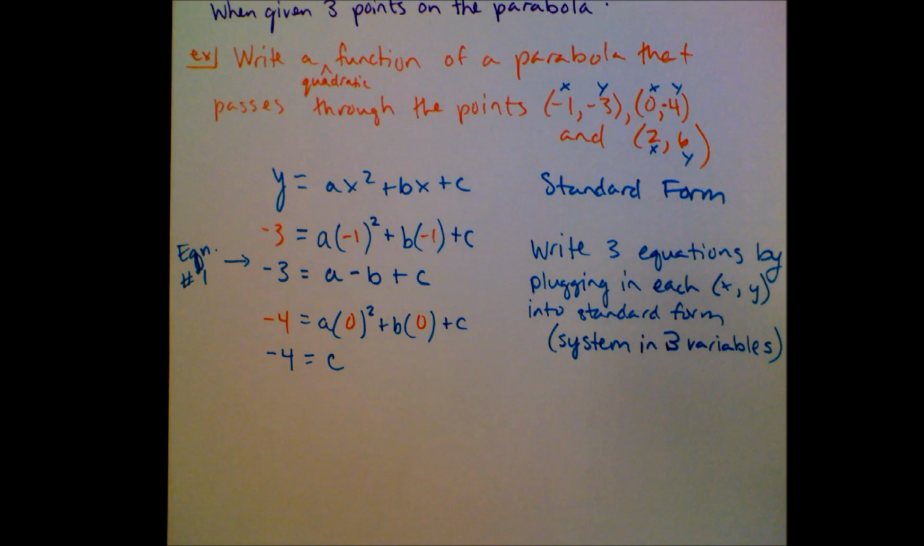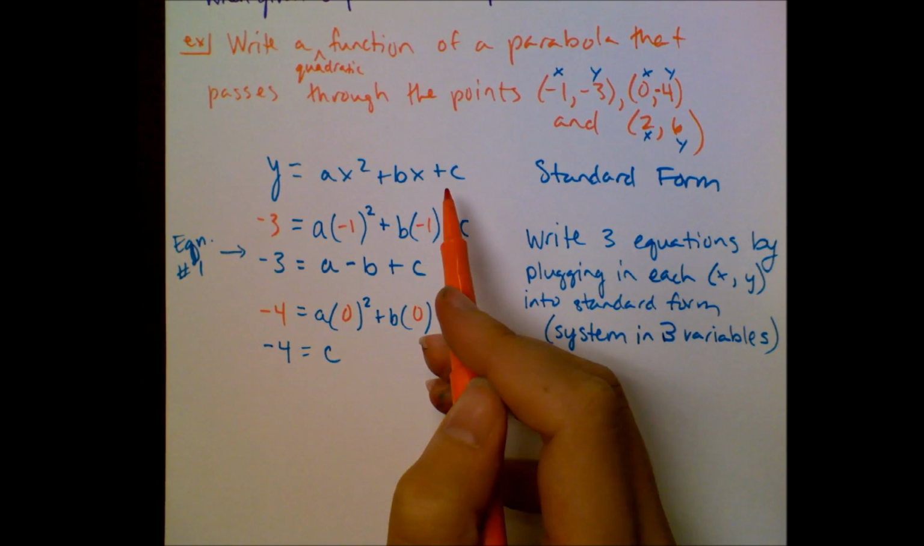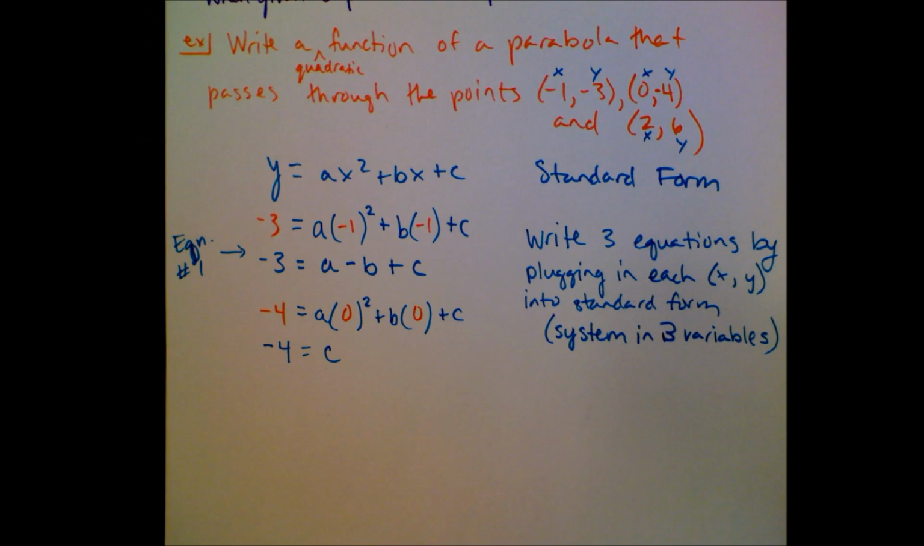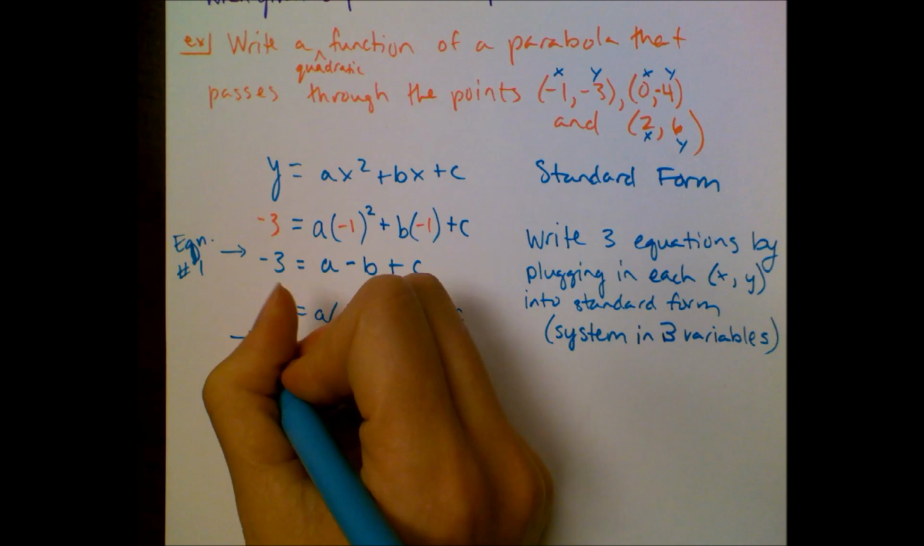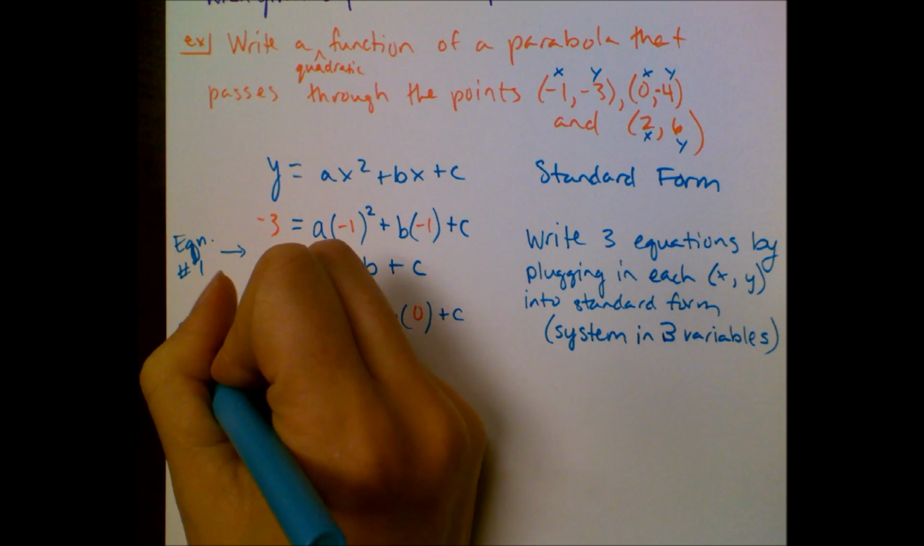So I got lucky on this problem in that we have c. So we know what c is now. But we still have to continue because we still have to find a and b. So this, in this case, would be my equation number 2. Equation number 2 won't always come out that simply.